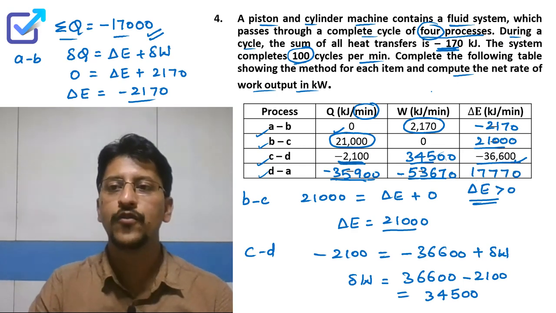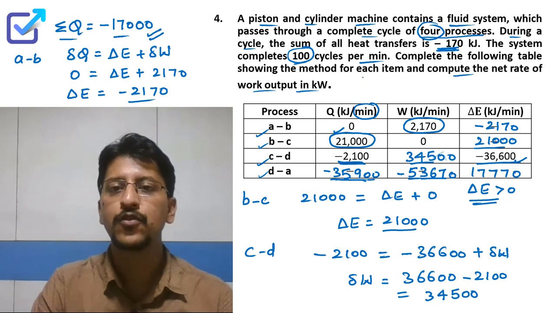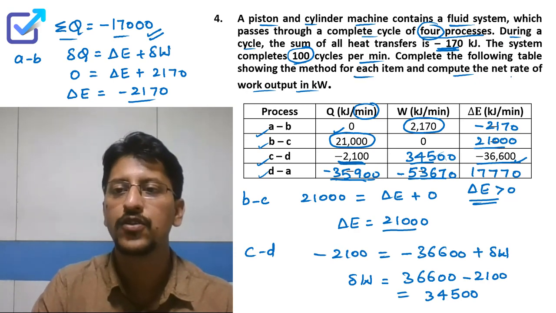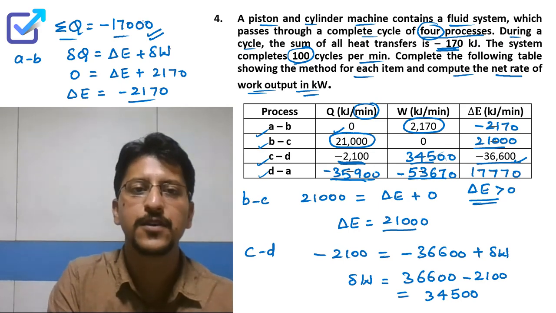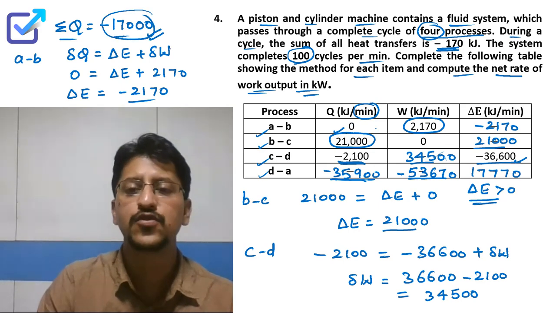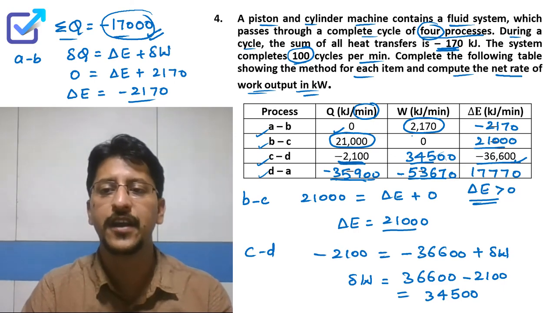Okay. So we had to complete this table. We have done this, and we also had to complete the net rate of work output. So net rate of work output will be this much only. And all other values which could have been asked in this question, I have already filled in the table.